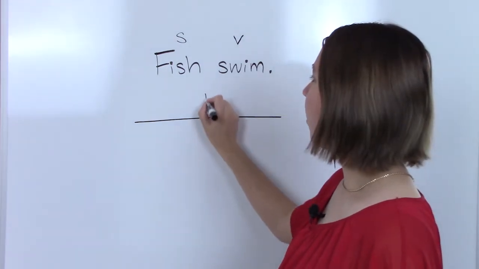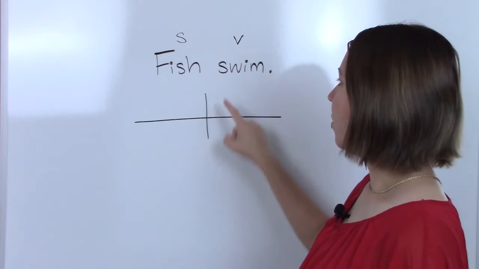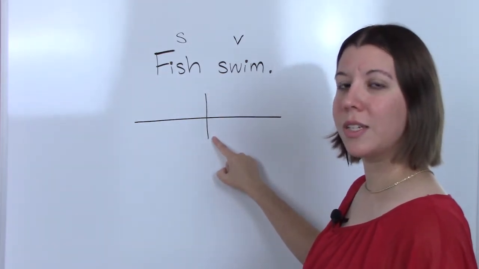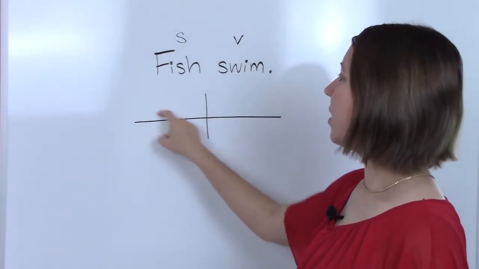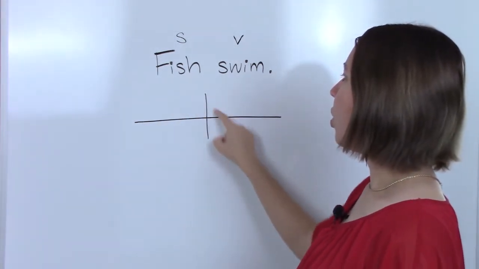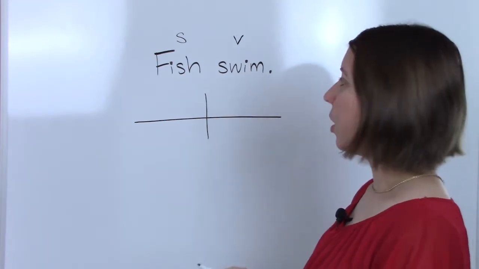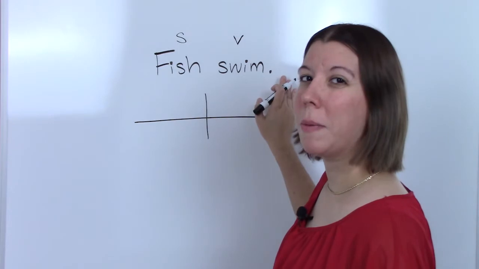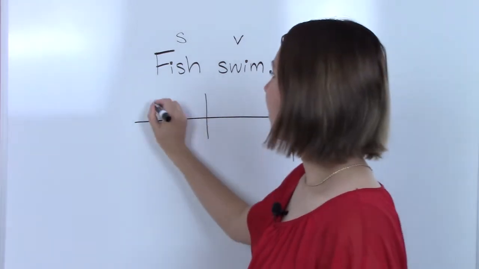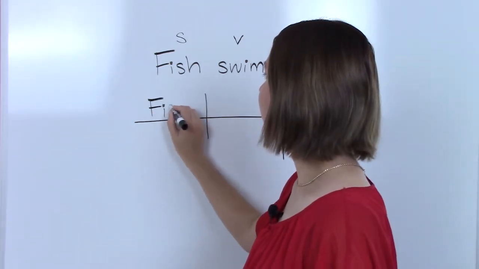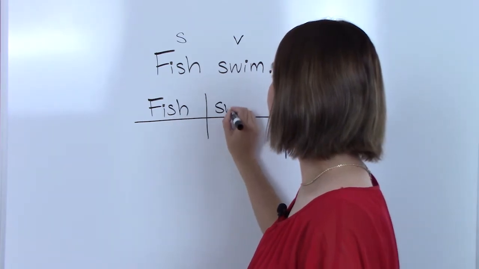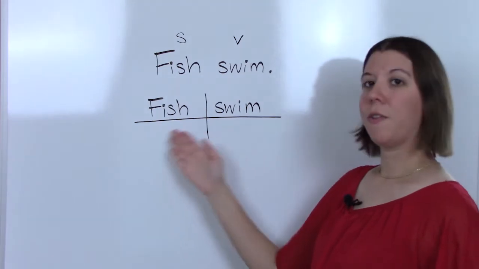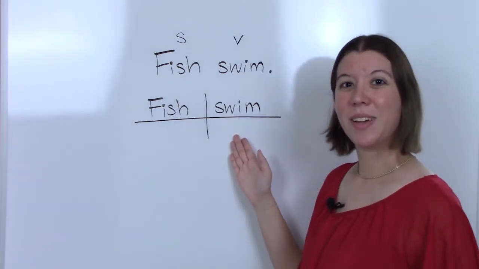Then I draw a vertical line. Notice how the vertical line goes underneath my horizontal line. The subject goes here. The verb goes here. I keep capital letters the same, but I ignore punctuation. There is the sentence, fish swim, diagrammed.